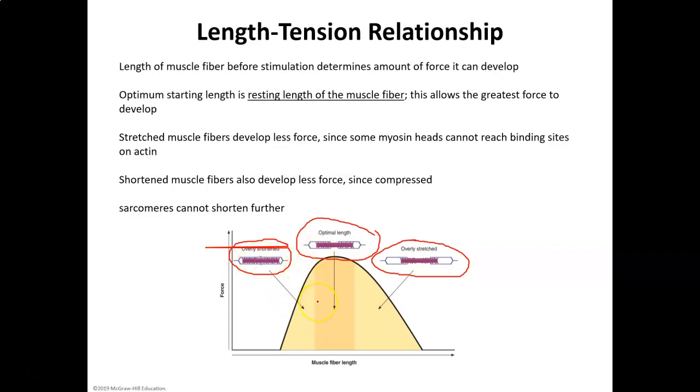So you're strongest when your actin and myosin are considered to be optimally overlapped. Right, so that's called a length-tension relationship. The length of the sarcomere or the length of the muscle fiber will determine how much tension you can develop in that muscle fiber. And that's a relationship, the length-tension relationship.